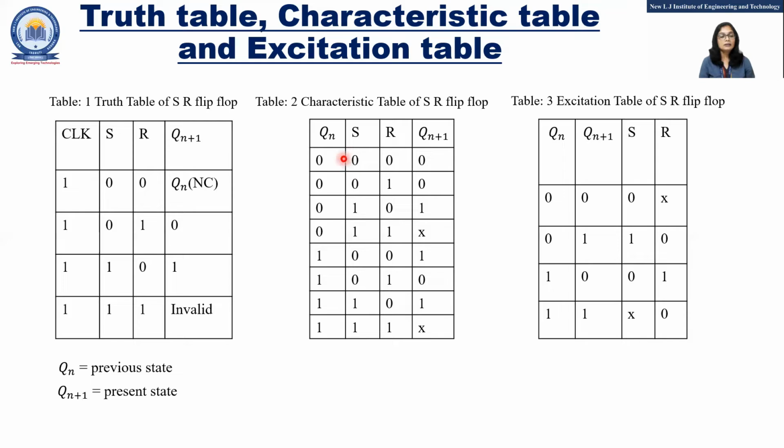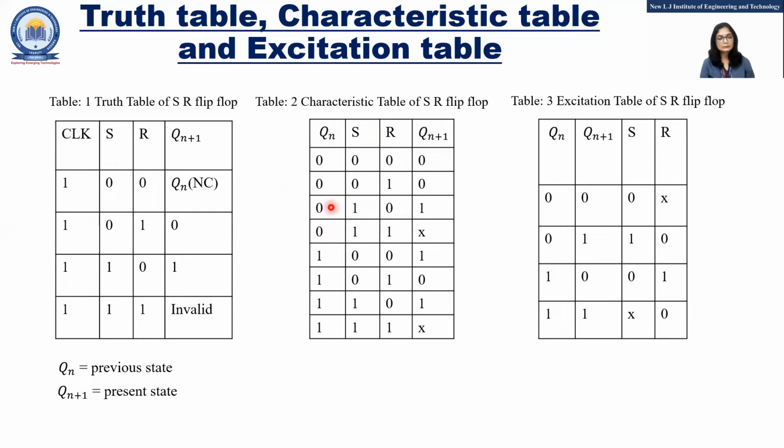Now, we will refer to this table for these different combinations. Here you can see 3 inputs are there, so number of possible combinations will be 8. Now suppose S is 0, R is 0. At that time Qn plus 1 is what? Qn, means there is no change in the state, means previous state. Previous state is Qn and the value of Qn is here 0. So here we will write simply 0, because there is no change in the state.